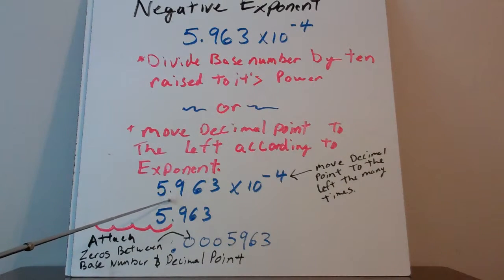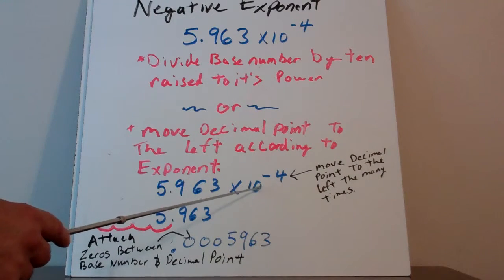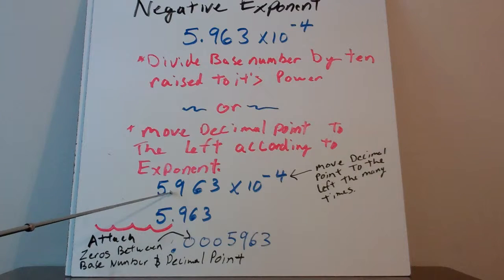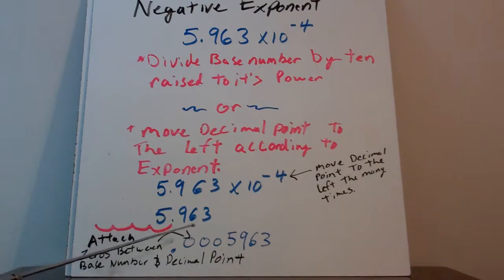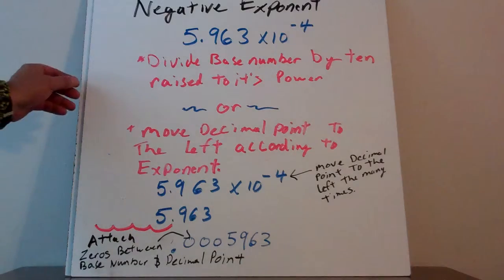So if we look down here, we have 5.963, and that's times 10 to the negative fourth, so we're going to move the decimal point to the left 4 times. So 1, 2, 3, 4, as we have down here. So the decimal point is going to end up further out, and in between the decimal point and the first significant digit, which is a 5, we're going to attach some zeros. And in this case, we're going to attach 1, 2, 3 zeros. So we'll end up with 0.0005963.